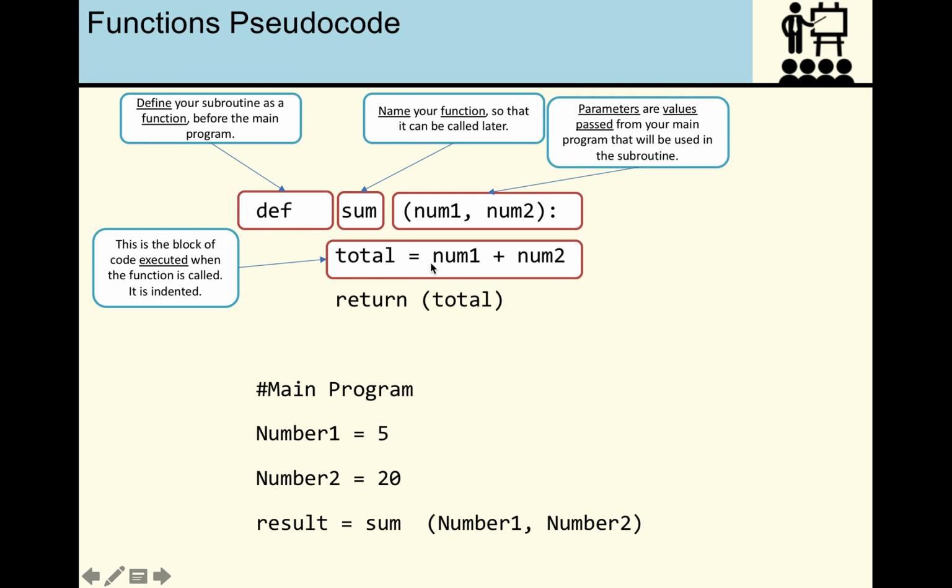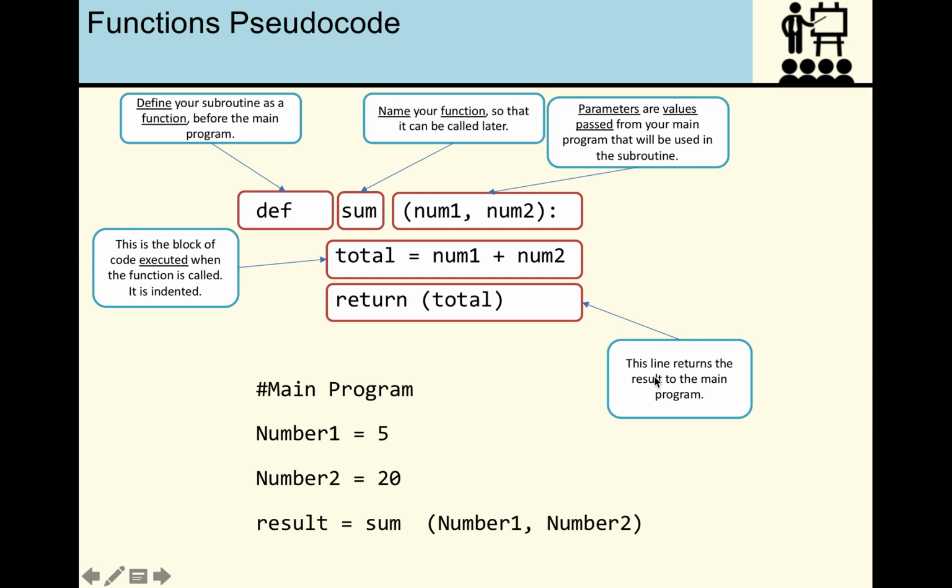And I'm going to say total equals num1 plus num2. So I'm just adding two numbers together. I'm finding the sum of two numbers. And the result is going to be stored in total. Finally, this line returns the result to my main program. So I'm returning total to my main program. Now, this code hasn't actually run yet. I'm only just defining it.